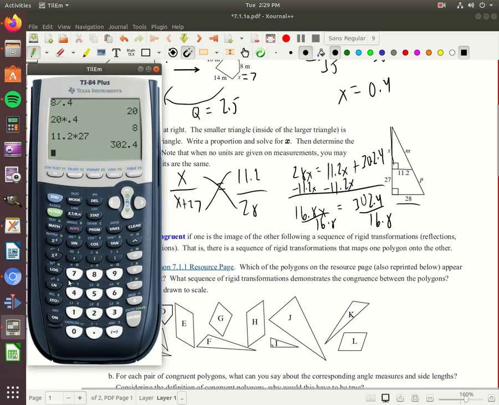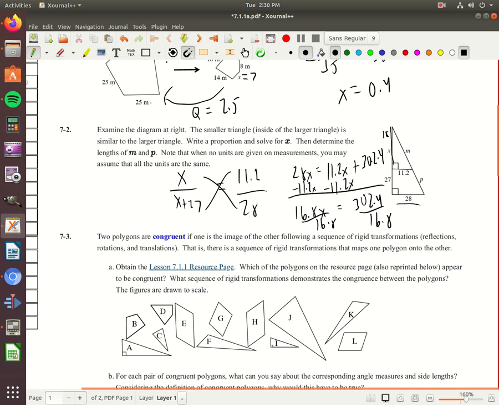So let's double check all this math real quickly. The first thing was 28 minus 11.2. And it was 16.8. Now I will divide 302.4 by 16.8. And I'm going to get an x of 18. So x equals 18. And let's see if that makes sense here.